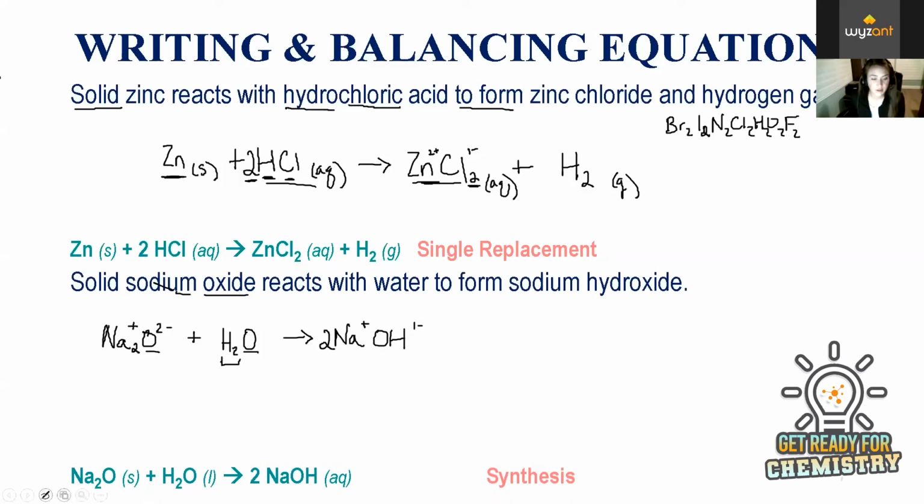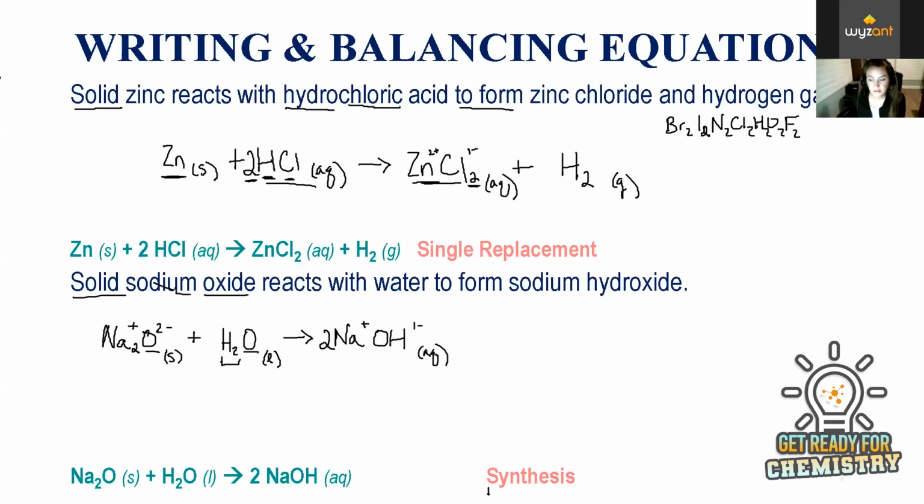So Na2O, solid, oh, I forgot the states. Solid, and that says solid, reacts with water. Water's usually always liquid or vapor. Typically it's vapor, gas, in combustion reactions. And then any acid or base we can assume is aqueous unless otherwise stated. So we'll say it is aqueous. So Na2O solid plus H2O liquid yields NaOH aqueous.